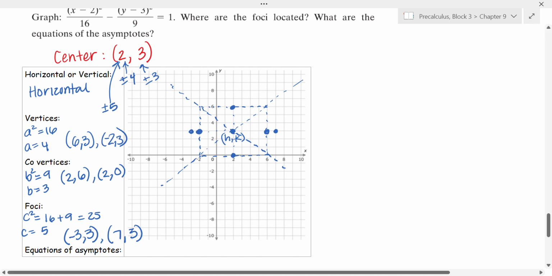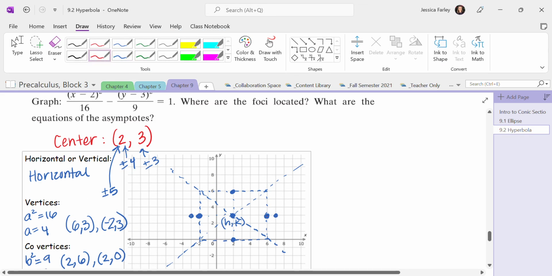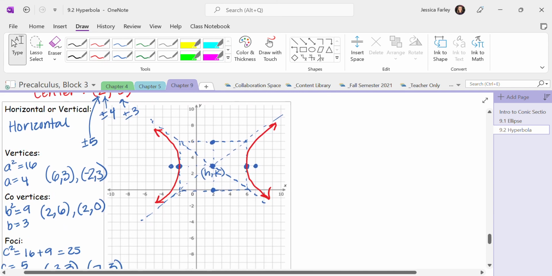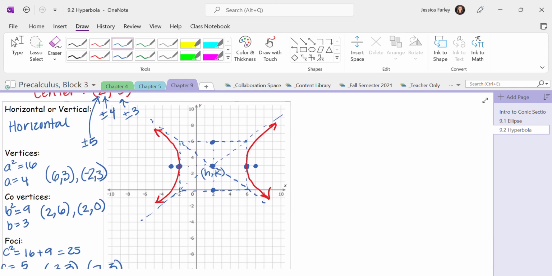Okay, let's draw the hyperbola. We have everything we need. So we go here and here. And the foci are inside the curve of the hyperbola.